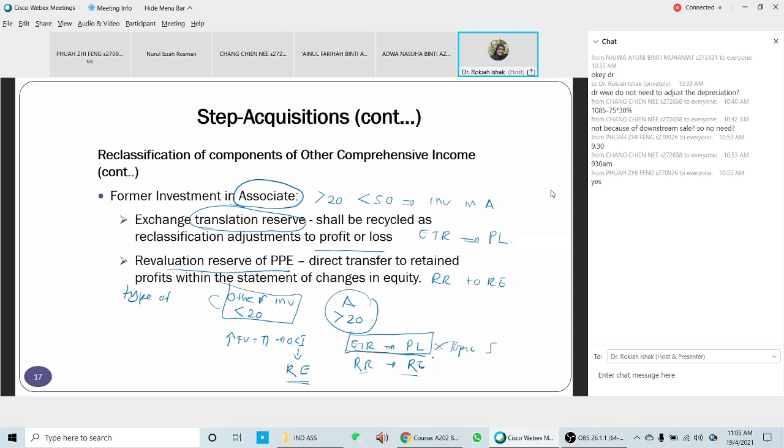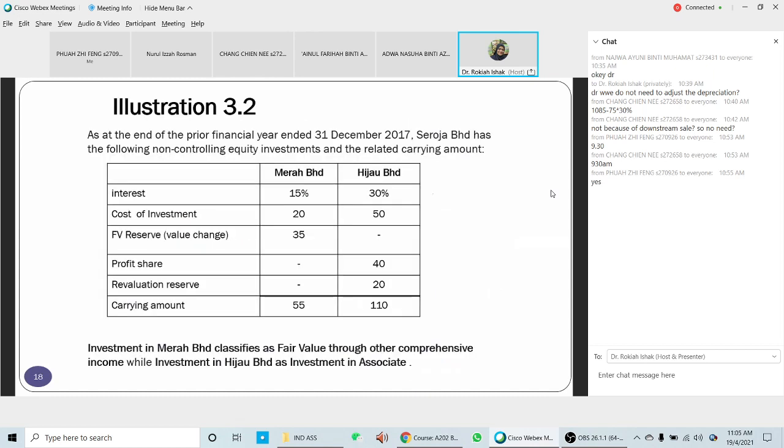For the investment in associate, once you have a revaluation reserve, that revaluation reserve is going to be transferred to retained earnings. Okay, we try to look at these examples. So these examples here are as at the end of financial year 2017. So this is the following of the NCI that you have here.